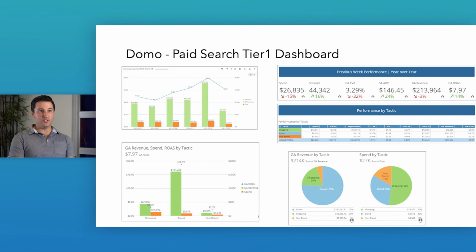Let's talk about Domo Reporting. Here are a couple of examples of some different cards that we use on our paid search tier 1 dashboard. Our tier 1 dashboard is the basic standard dashboard that we utilize for a lot of our paid search clients. It allows us to visualize things like spend, revenue, and ROAS over time. It allows us to look at those same metrics by tactic, whether it be brand, non-brand, or shopping. We can look at week over week performance, year over year performance, overall performance by tactic, pacing, and a number of other metrics. Everything on this dashboard is completely customizable to the client and to their KPIs and goals.